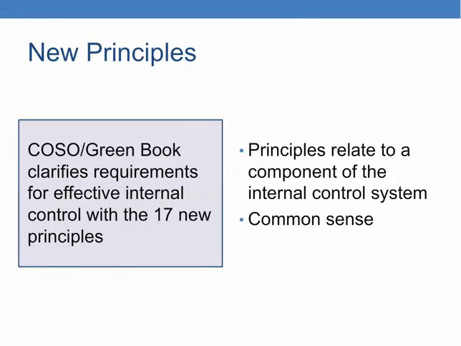New principles were established by the Committee of Sponsoring Organizations, or COSO, to clarify requirements of effective internal control using 17 principles. These requirements are included in the Standards for Internal Control in the Federal Government, otherwise known as the Green Book. Accordingly, the standards adopted by the State Board of Accounts were based on this conceptual framework. These 17 principles help to clarify and define the 5 components of internal control.